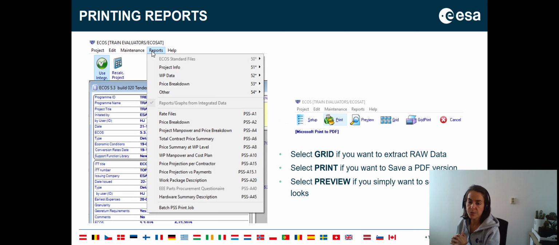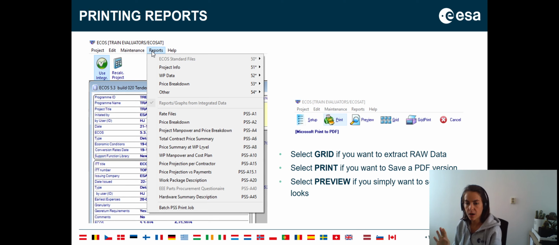So to print your reports is actually very easy, because if you go at the top of your screen, there is a button that says Reports. And if you click on it, basically what you will see is the list of all reports available in ECOS. There are a lot of them, but here I will introduce you the most useful ones and the most common ones.